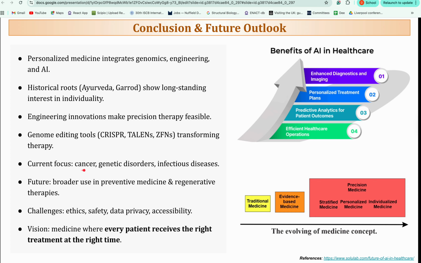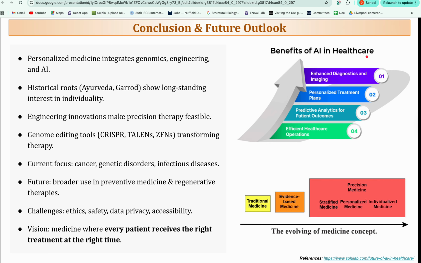And currently we are focusing on the cancers, genetic disorders, infectious diseases, and future keeps the broader use in the preventive medicine and regenerative therapies. The challenges right now are the ethics, safety, data privacy, accessibility, and the long-term vision is that the medicine where every patient receives the right treatment at the right time, which is the precision medicine. So this is how the medicine concept has evolved through time, traditional medicine to evidence-based medicine to the precision medicine, in which there is stratified medicine, personalized medicine, and individualized medicine.